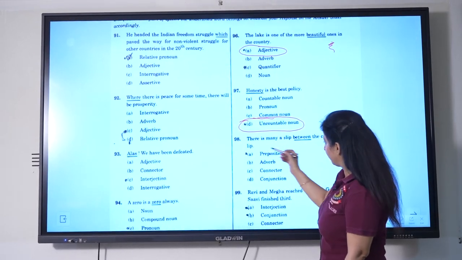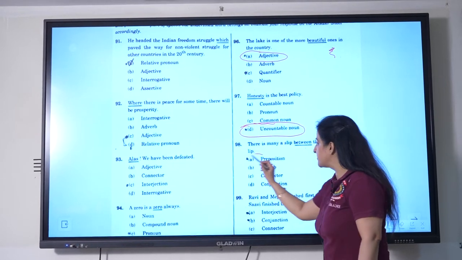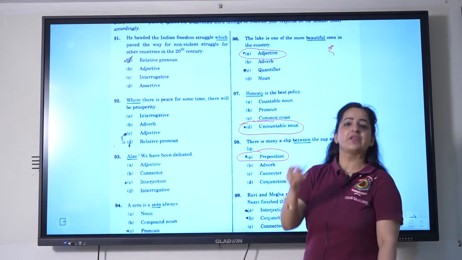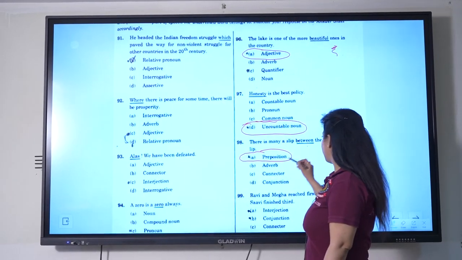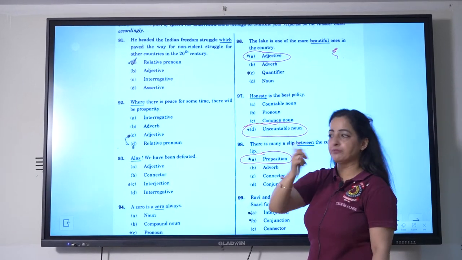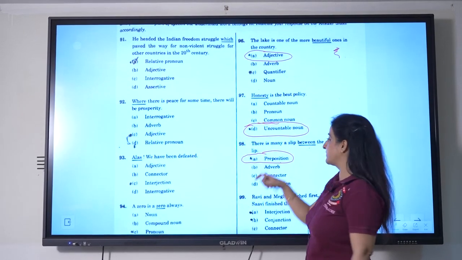And there is many a slip between the cup and the lip. The word between is a preposition, a place word, a position word. It's a position, because it is telling the place, where? Between the cup and the lip. So, it is a preposition.